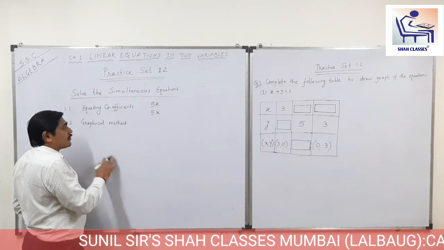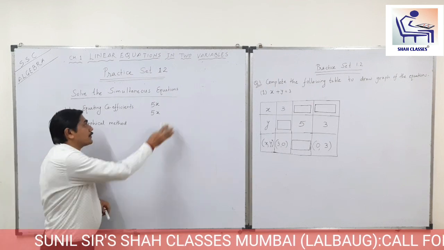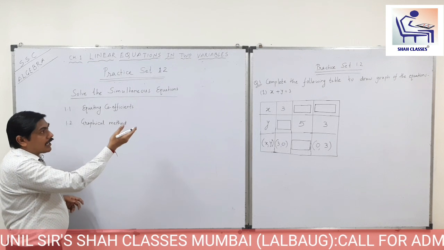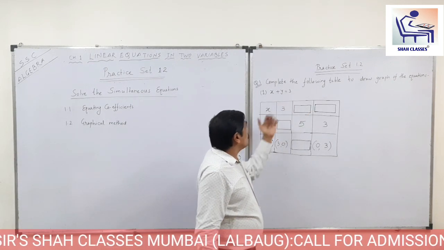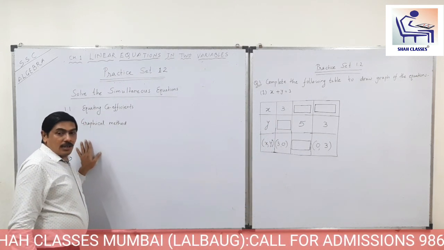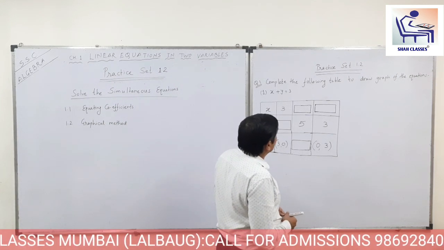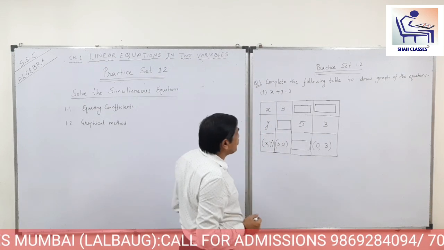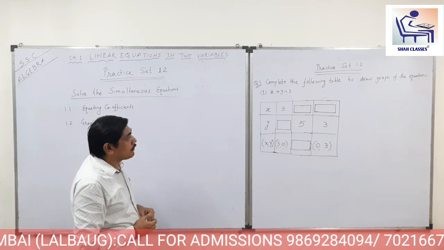Now for the second exercise we are going to use the graphical method. Before that, I want to explain the first sum of the activity in practice set 1.2, so you can understand this graphical method easily. Now let's move to the first activity, question number 1. In this you have to solve this activity and fill up the boxes.